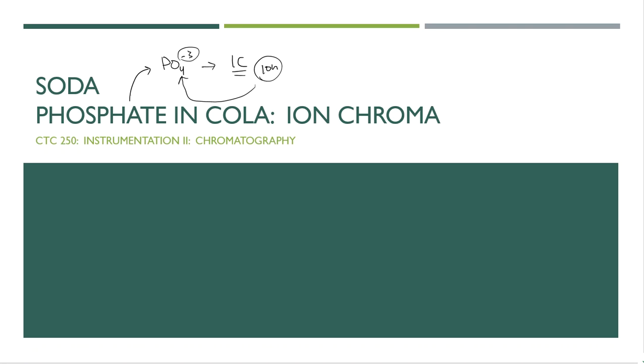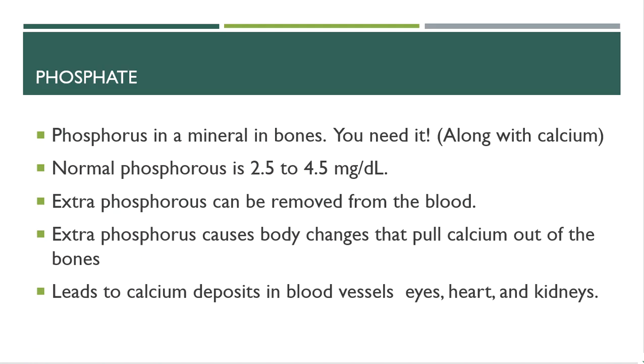So phosphate is a negative charge, and this negative charge basically means that this is an anion. So we need to make sure that our system is set up for the anion analysis. That's very important. So I want to make sure that I have all of the pieces and parts hooked up the proper way on the IC instrument in order to analyze for anions.